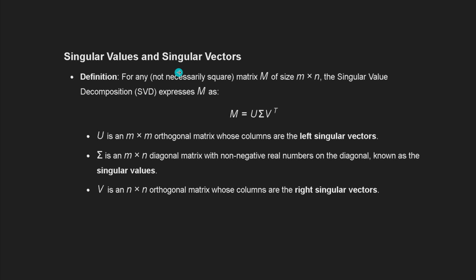You know this, singular vectors and singular values here in a singular value decomposition SVD, and you can express here any non-necessarily square matrix M exactly with these three elements. U is an M times M orthogonal matrix whose columns are the left singular vectors. Sigma is an M times N diagonal matrix with non-negative real numbers on the diagonal, known as the singular values. They live here in sigma. And V is an N times N orthogonal matrix whose columns are the right singular vectors. Remember this from school? Great.